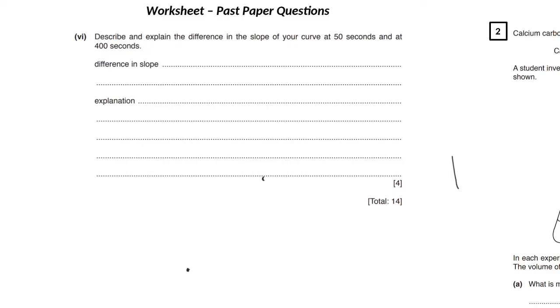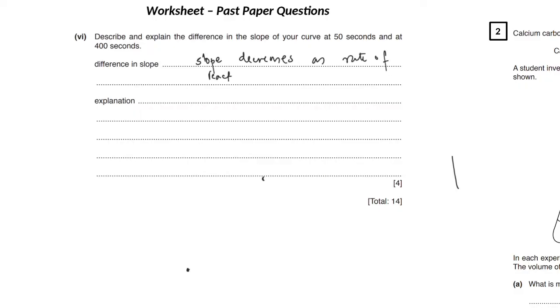As time progresses, the rate will be decreasing, the slope will be decreasing, and the graph will slowly become horizontal. So what will be the difference in slope? The slope is going to decrease, which means that the rate of reaction decreases.